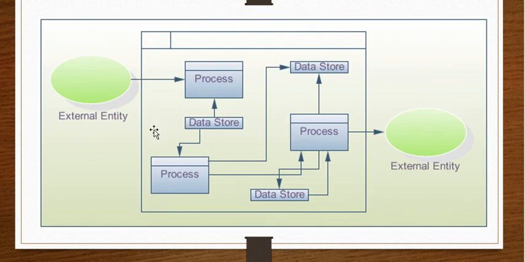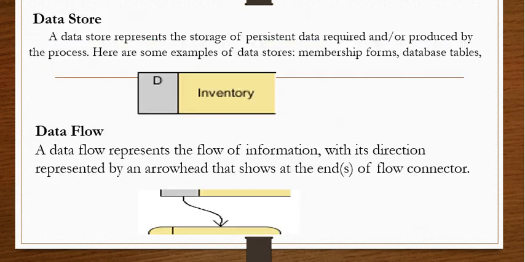This is the example of a data flow diagram. We also have data flow. A data flow represents the flow of information with its direction represented by an arrow that shows the end. The arrow represents the flow of information, where it starts and where it ends.